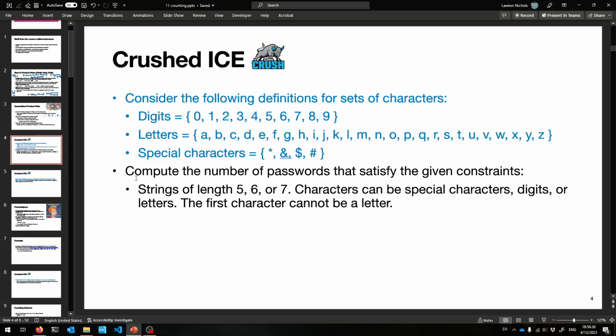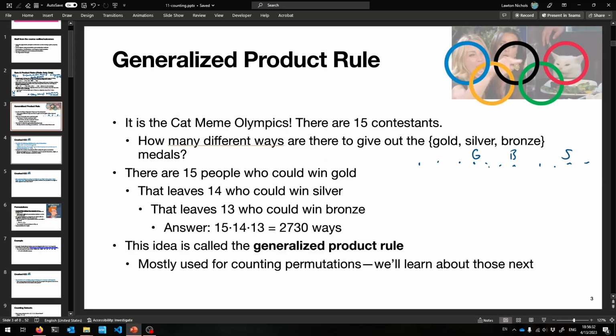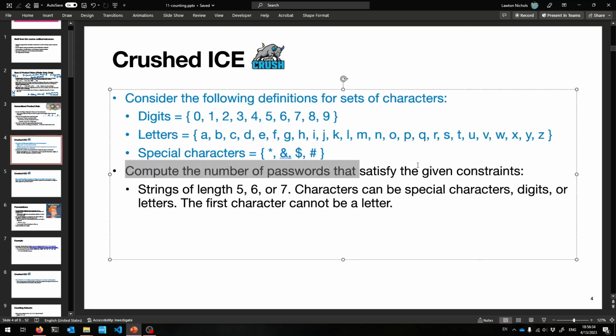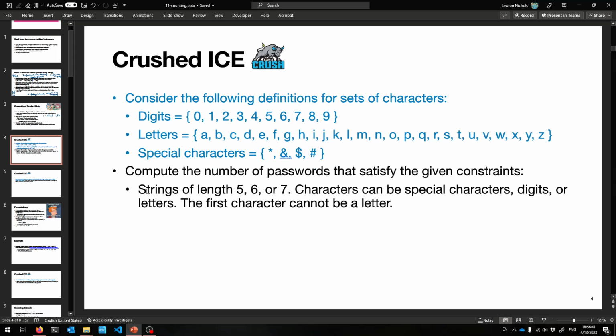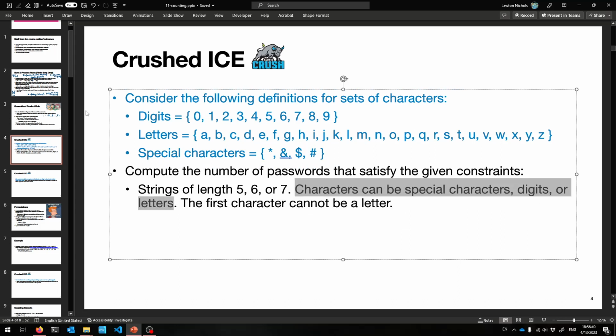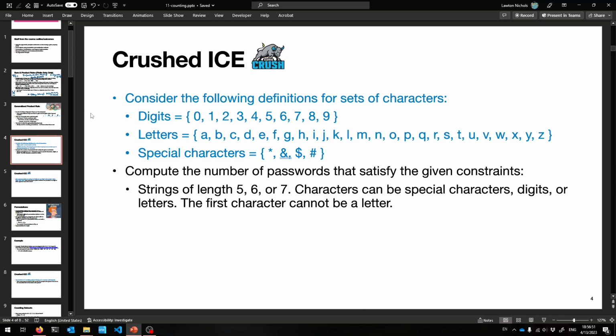All right? So I want you to try to use this generalized product rule to figure out the number of passwords that satisfy this many constraints. Okay? How many passwords are there that are length 5, 6, or 7 that have their first character not a letter, but the rest of them are made up of all these different options? Okay? Think of that.